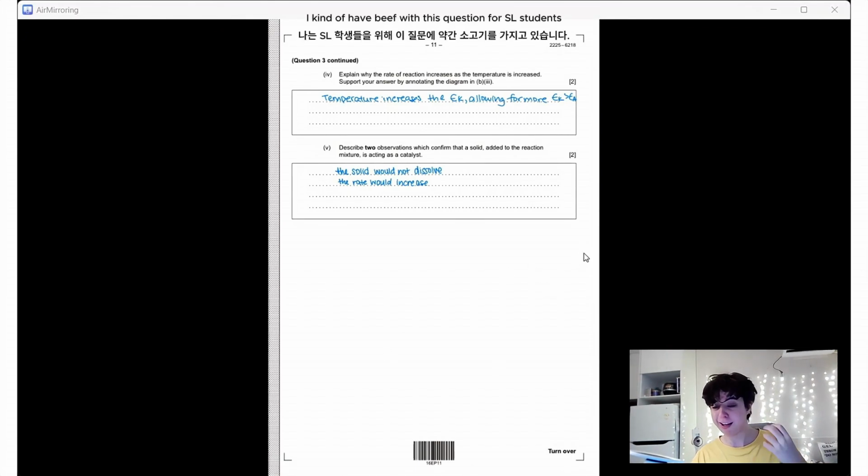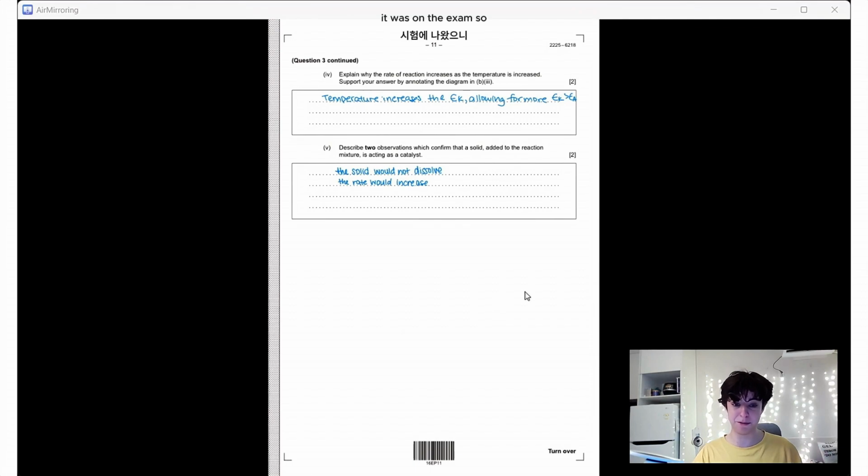I'm not gonna lie, I kind of have beef with this question for SL students. I do think it is more HL oriented, but you know what? It is what it is. It was on the exam, so now we can assume that you need to know it in the future. So know that catalysts are always going to be regenerated. Regardless of its state of matter, it's always going to be there at the beginning and at the end. It's not going to really change in terms of what you're looking at.